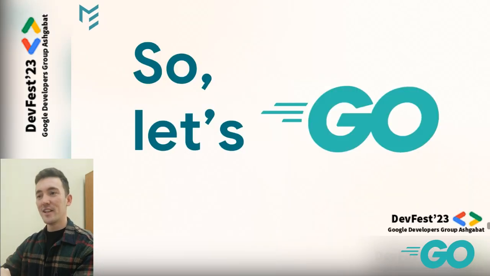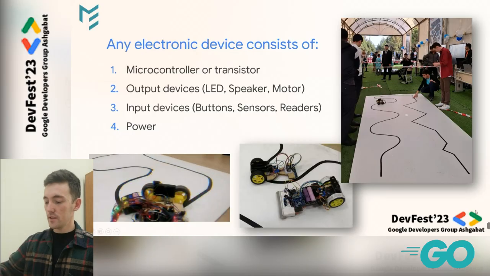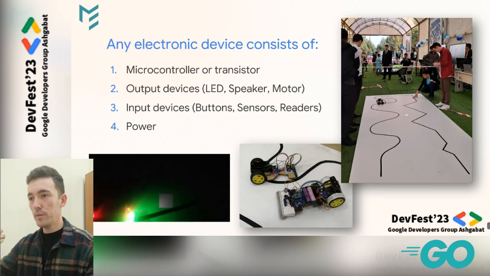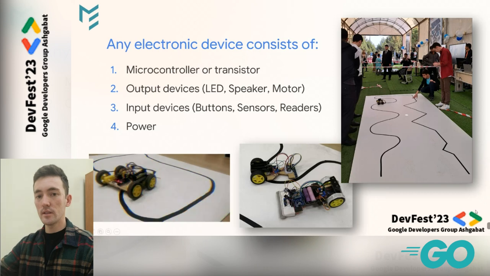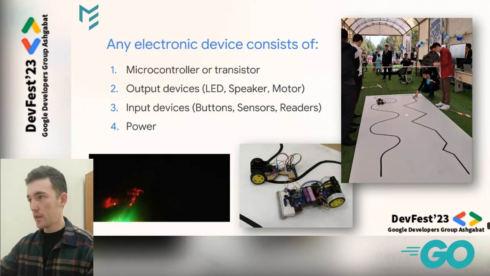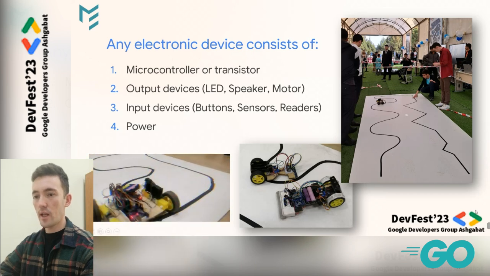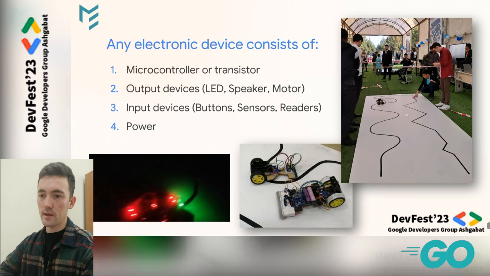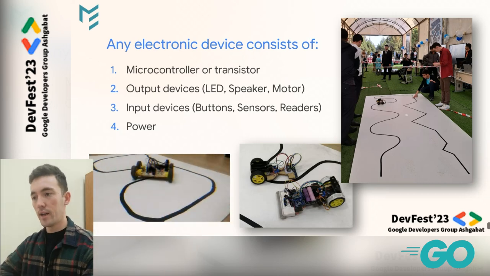So let's go. Electronics and sensors. We know any electronic device consists of a microcontroller, and there should probably be output devices, input devices, and of course we need power. This is a simple example that we made for a RoboFest. It's a line follower project. It has line sensors as an input and motors as an output, and it has power.